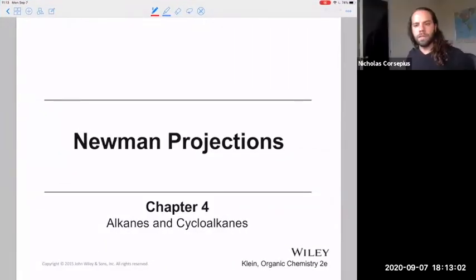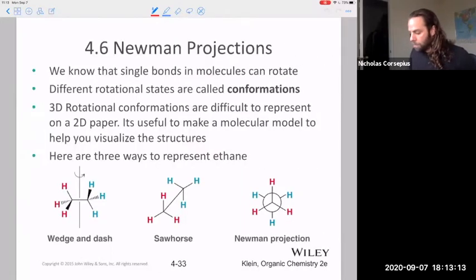All right, so in this lecture, we're going to talk about Newman projections. Newman projections are yet another molecular representation, kind of like bond line structures. One of the things that we're going to be using Newman projections for is to talk about rotational conformations of a molecule, right?